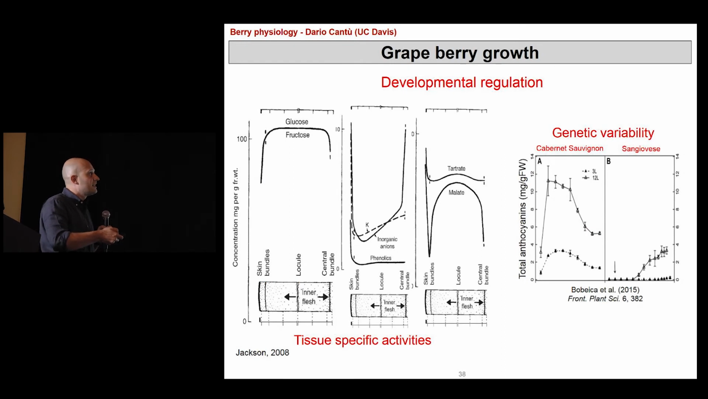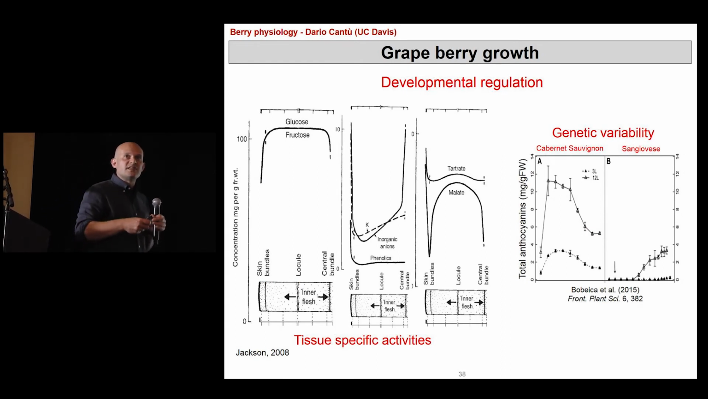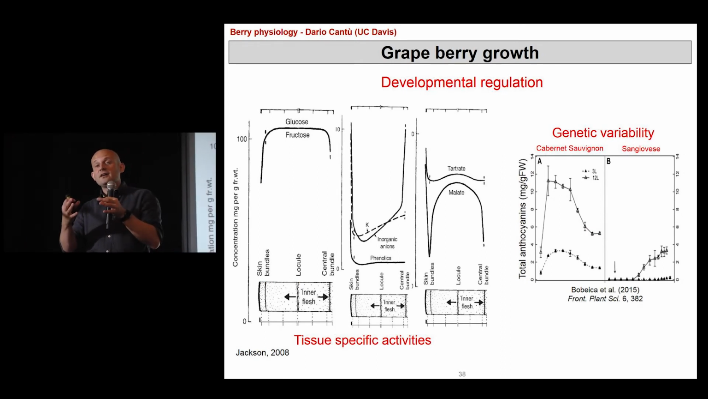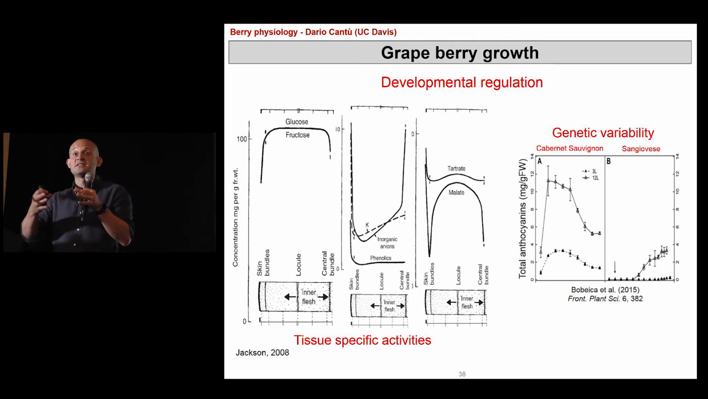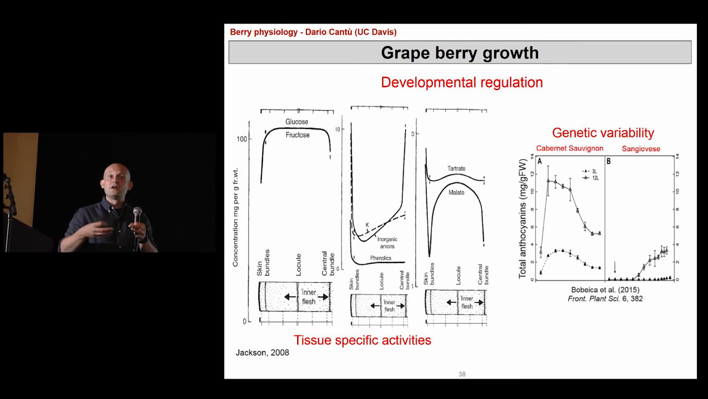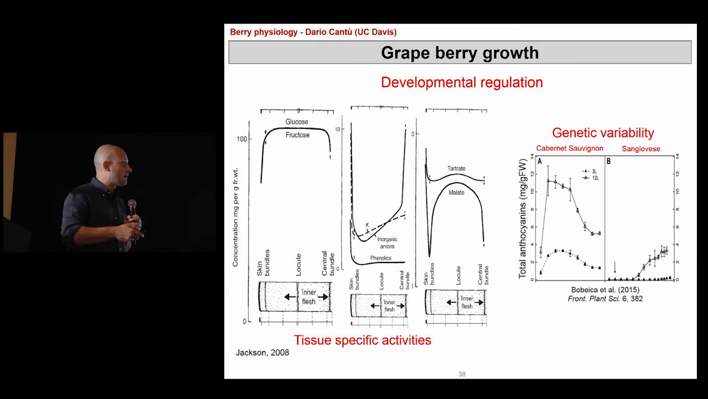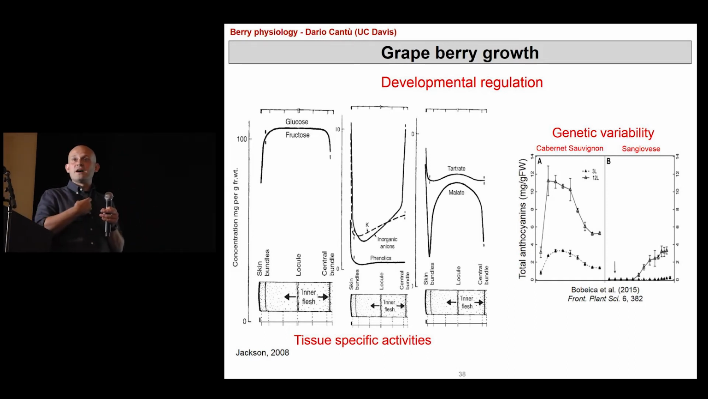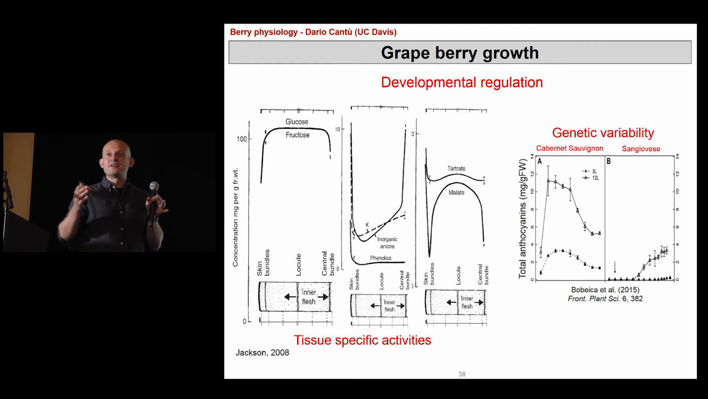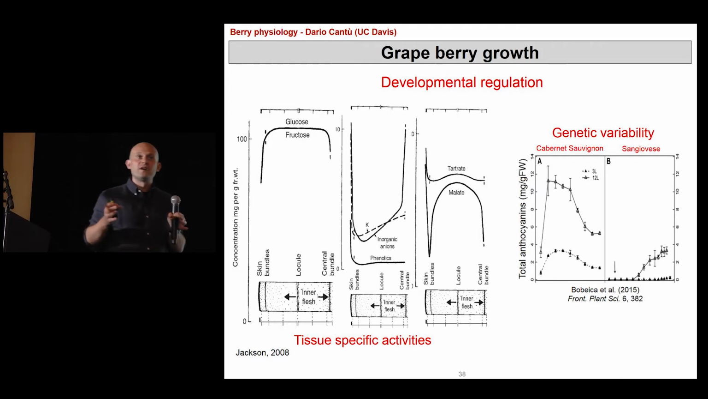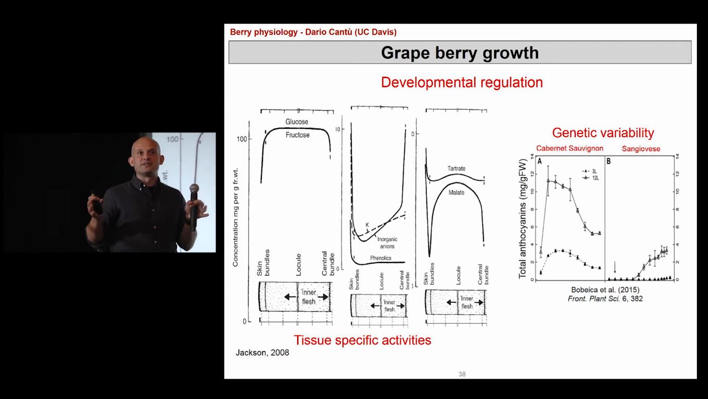And this is what we call developmental regulation. So this is a complex organ that is undergoing a series of events that makes the organ bigger, softer, colorful, and sugar-rich, acid-poor, etc. So you have to think, as a biologist, we say, wow, this is fascinating because you must have a way to control all those processes.